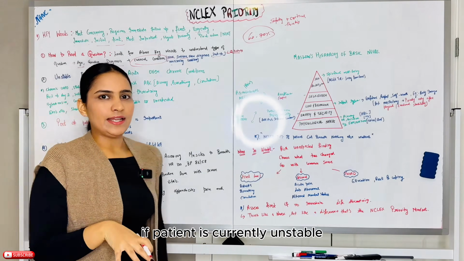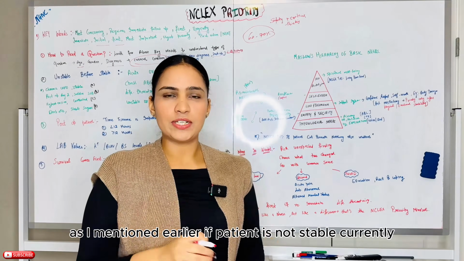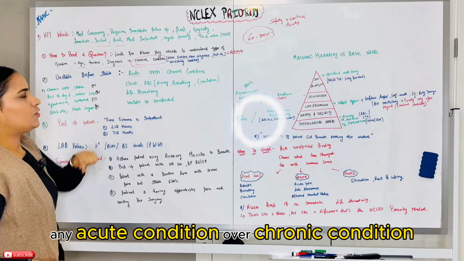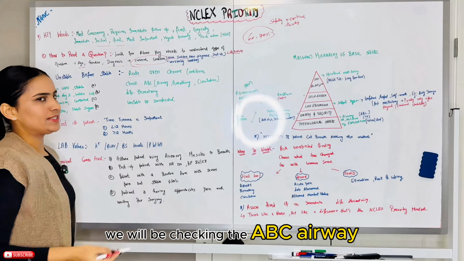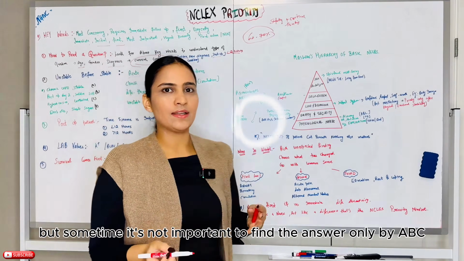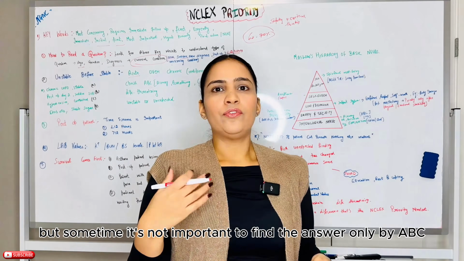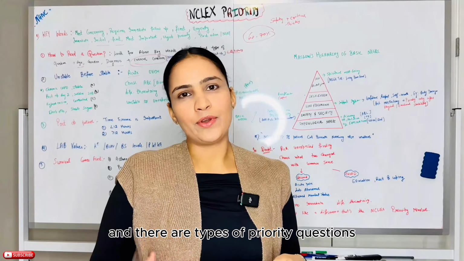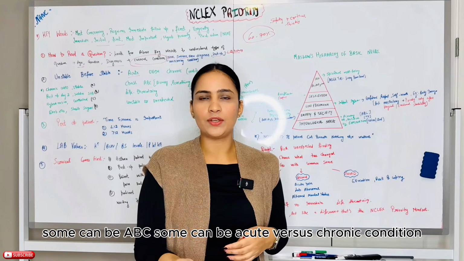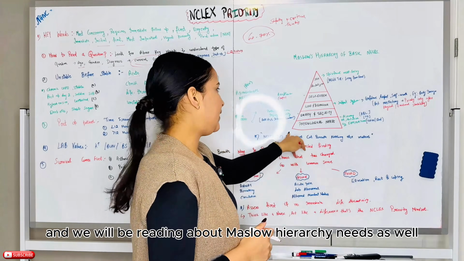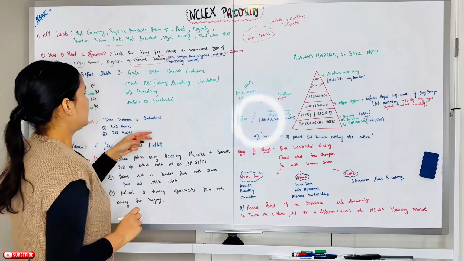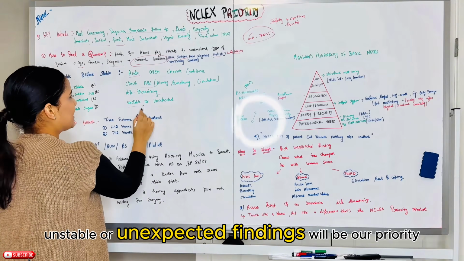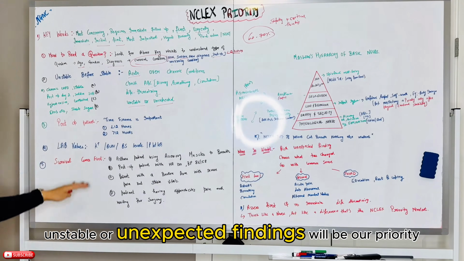If a patient is currently unstable, as I mentioned earlier, that patient will be our priority. We put any acute condition over a chronic condition, and we will be checking the ABC: airway, breathing and circulation. But sometimes it's not enough to find an answer only by ABC. There are a few things we will keep in mind, and there are types of priority questions. Some can be ABC, some can be acute versus chronic condition, and we will be reading about Maslow's hierarchy of needs as well. Any life-threatening condition, unstable or unexpected findings will be our priority.